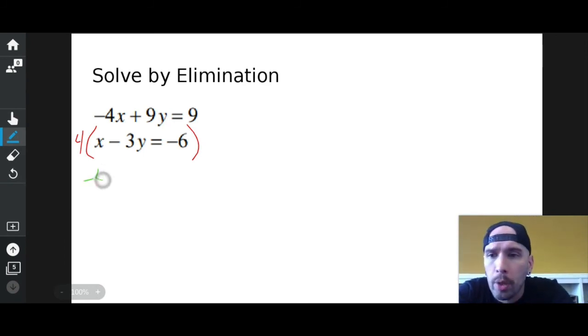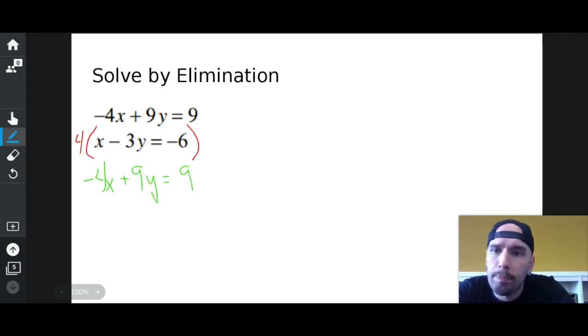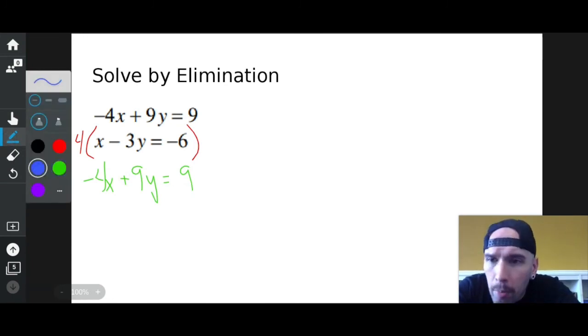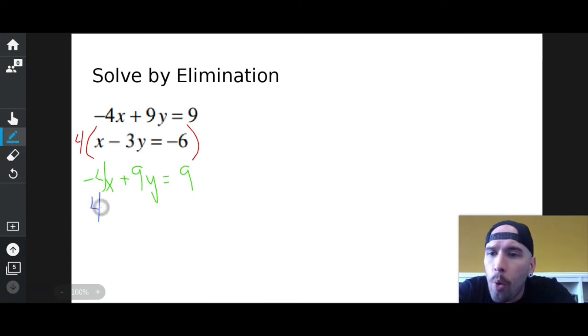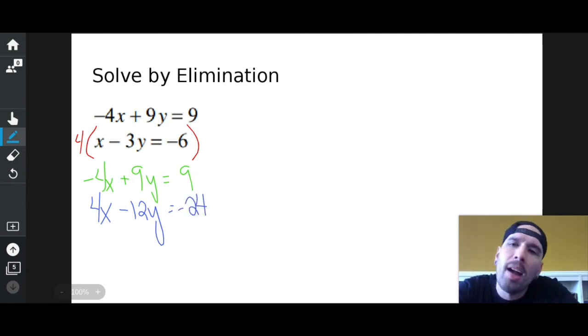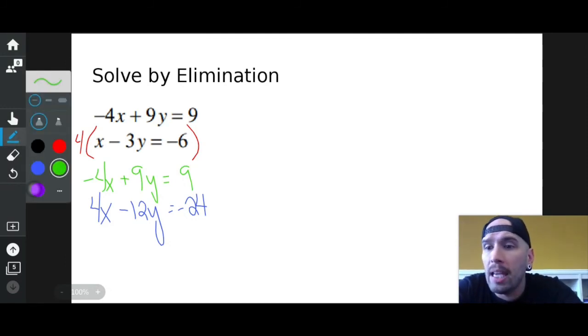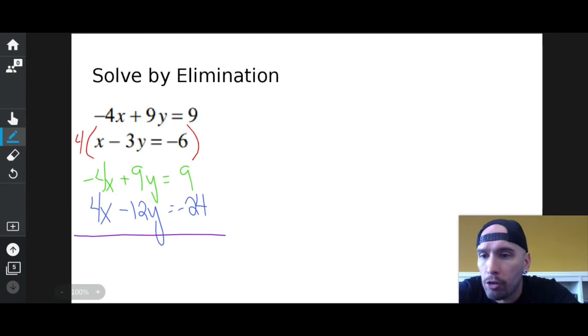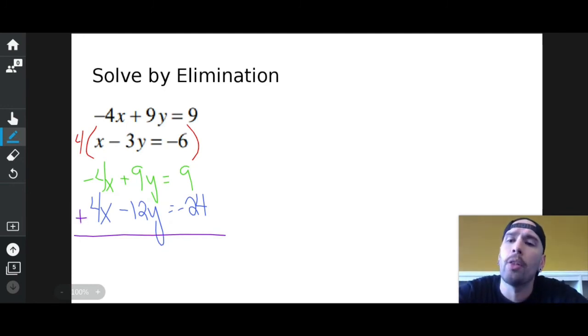Rewriting the top. All I'm doing right now is rewriting the top. -4x plus 9y equals 9. The bottom is going to be positive 4x. 4 times -3 is -12y. And 4 times -6 is -24. I multiplied the bottom equation by 4. And now I have a -4x and a 4x. So when I add these two lines together, the x's disappear.